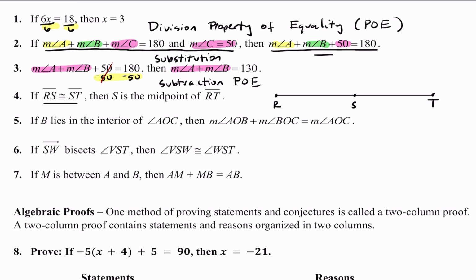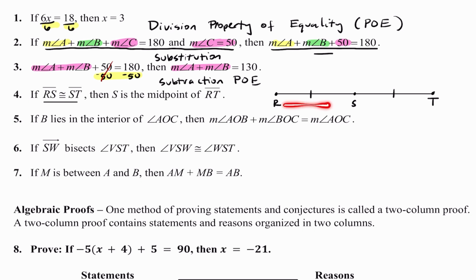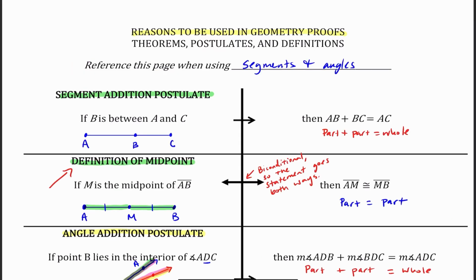So here's RS and here's ST. I need to use my tick mark, so one tick mark here and one tick mark over there, to show that segment RS is congruent to segment ST. So why are these two parts here congruent to each other? Well, let's take a look at our pink sheets.